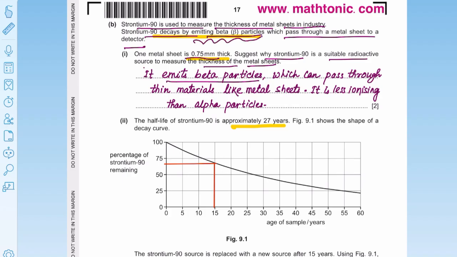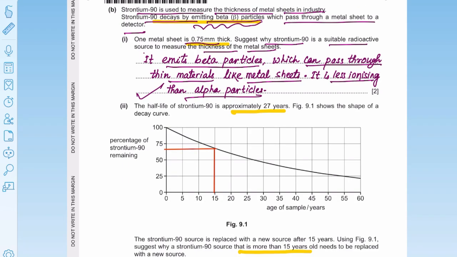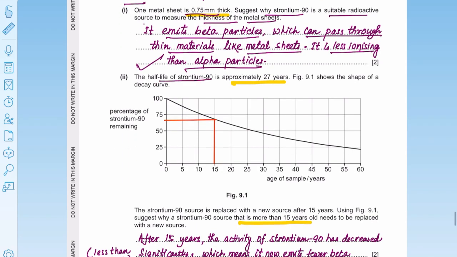So it emits beta particles which can pass through thin materials like metal sheets. So it is less ionizing than alpha particles as well. This is the use of beta particles, you can write down, which we have learned in radioactivity. Okay, the half-life of strontium is approximately 27 years.